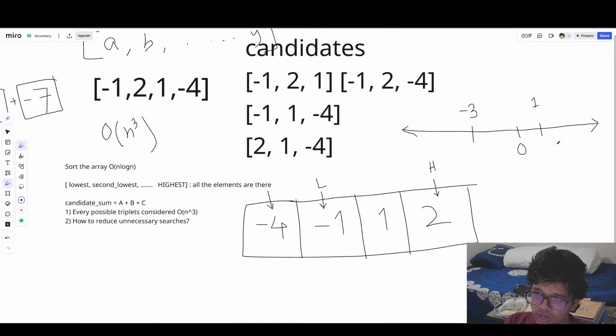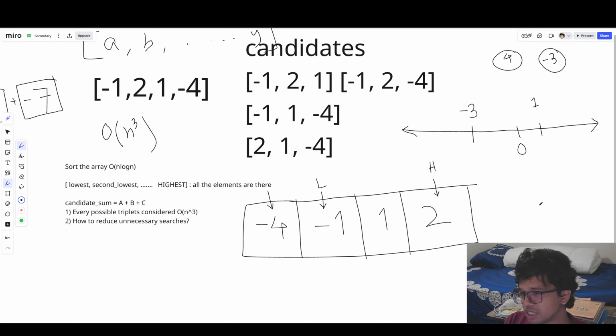And we look at what is at hand. We are considering every possible sum that involves -4. And we can see that the sum is at a distance of 4 from the target. We are going to record the distance. The base distance right now is 4. The current base sum right now is -3.